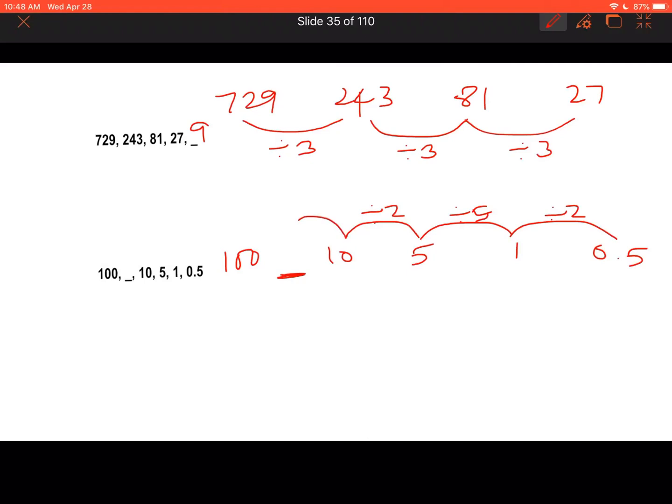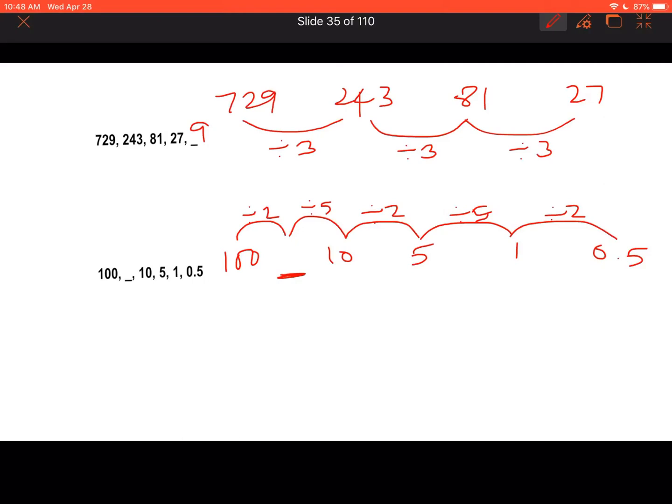So the number before has to be a division by 5. The number after this has to be a division by 2. This I'm just imagining, okay? This may be the pattern. Divided by 2, 5, 2, 5, 2. So there is a pattern set.